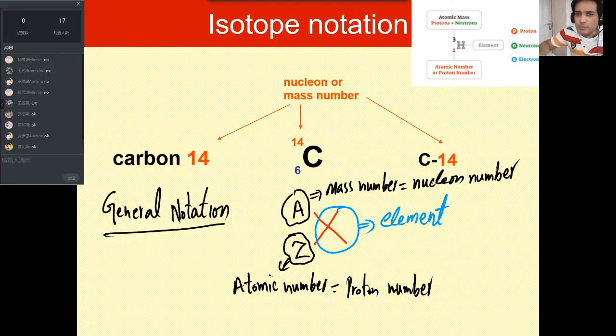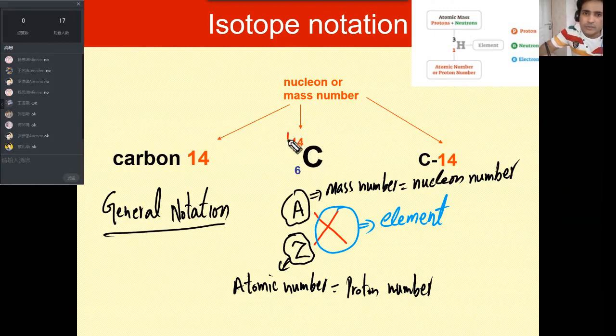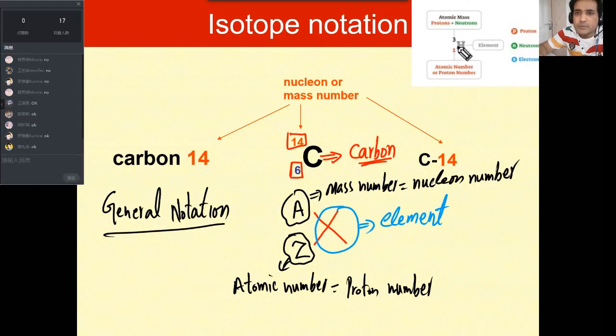Now, if we go back and check, you see this is the mass number, this one is the atomic number, and this is the symbol for the element. In this case, the element is carbon, because C is for carbon. You can also see this one is for hydrogen. The atomic number is here, and at the top is the mass number. This is how we can find out.